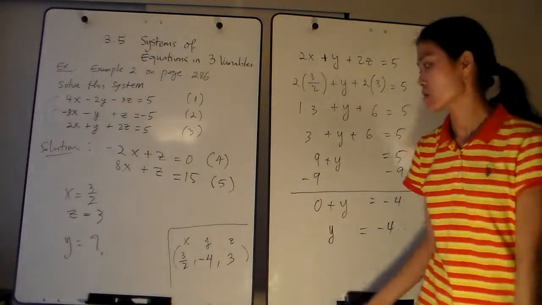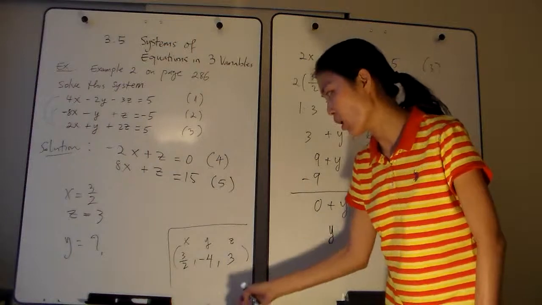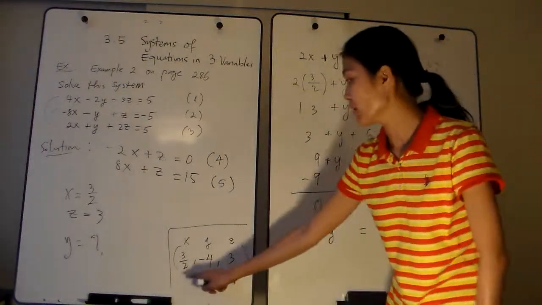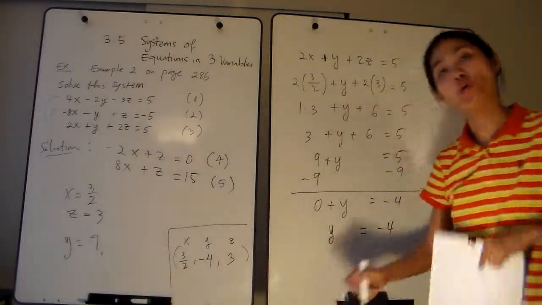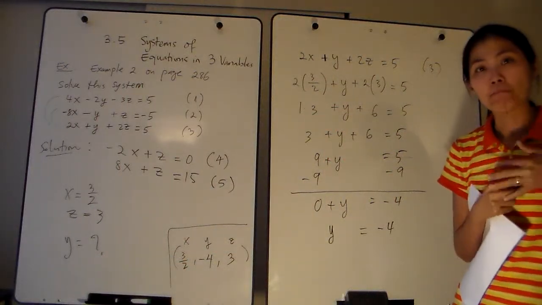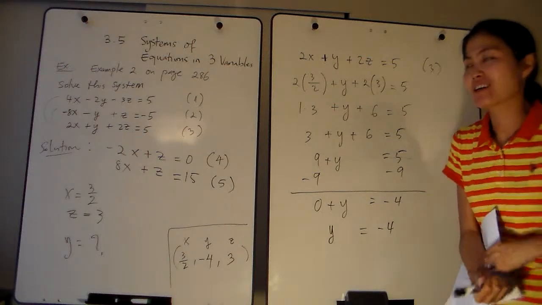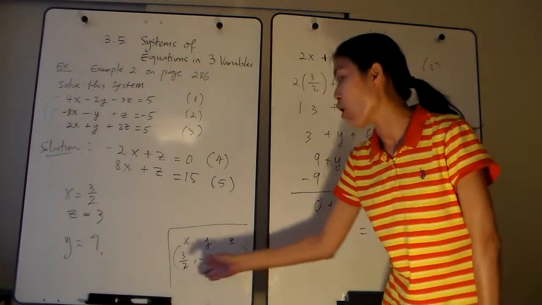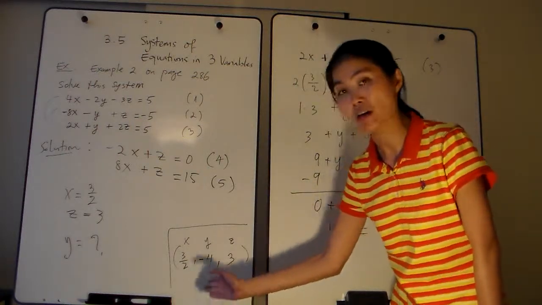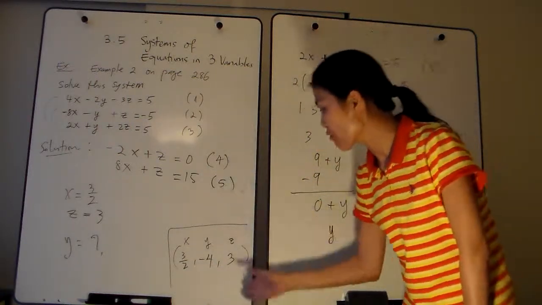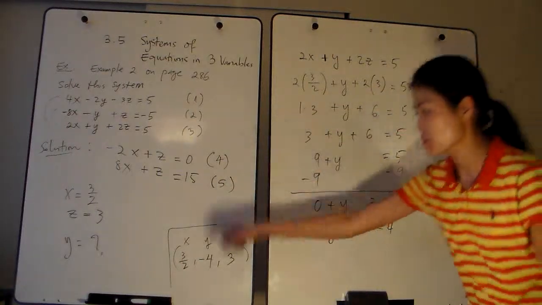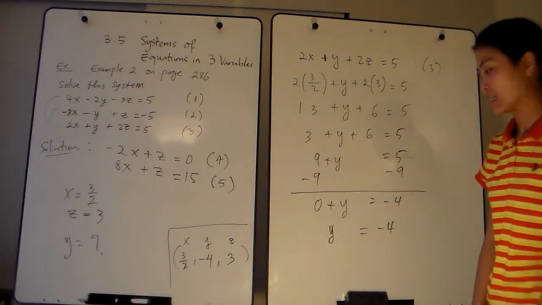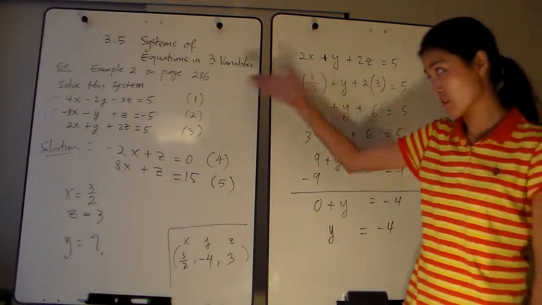In this ordered triple, the first coordinate is x, the second coordinate is y, the third coordinate is z. So if you put these values x, y, z in the wrong order, you won't get a correct answer. You will lose points if you put these values in the wrong order. Remember, the first one is for x, second one is for y, third one is for z. So this is how you solve this system of equations.